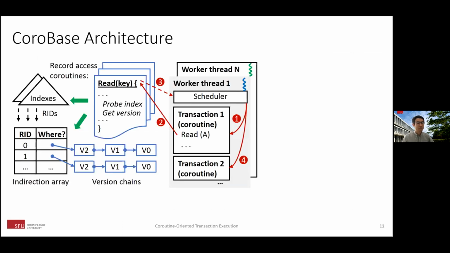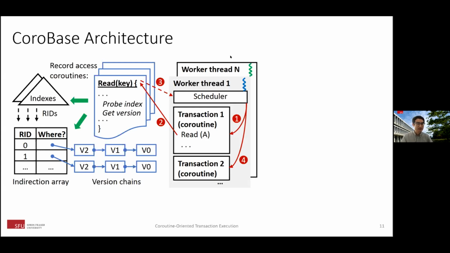So I'll just go a little bit into the details here. This is the overall architecture, right? On the left, we still have everything that we had in the past, like indices and also this indirection array structure, with which we can find different versions of the records. The main difference is here. So these are the record access functions. In the past, they were functions. Now they're coroutines, because you might have cache misses in these functions or coroutines.